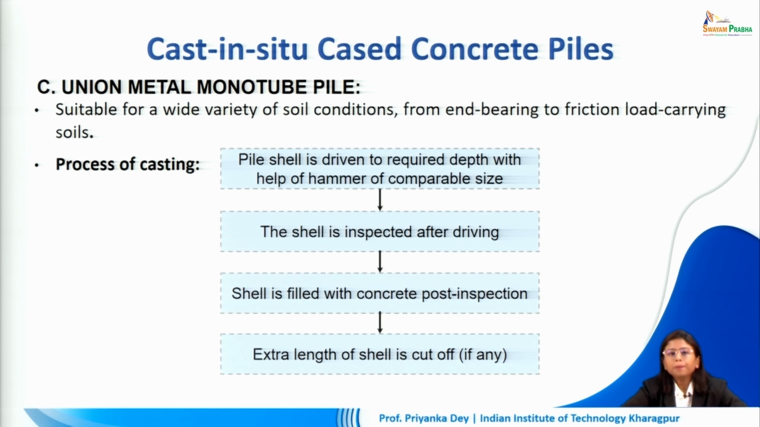The Union metal monotube pile. This is suitable for a variety of soil conditions and it can also act as an end bearing or a friction bearing pile. The process is that the pile shell is driven into the required depth with the help of a hammer of comparable size. The shell is then inspected, following which it is filled with concrete, and if there is an extra length of the shell which is jutting above the ground, we can then cut it off to the size that we require.